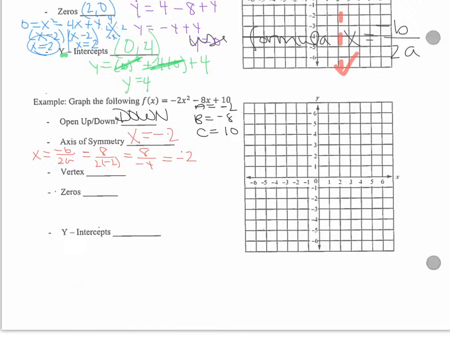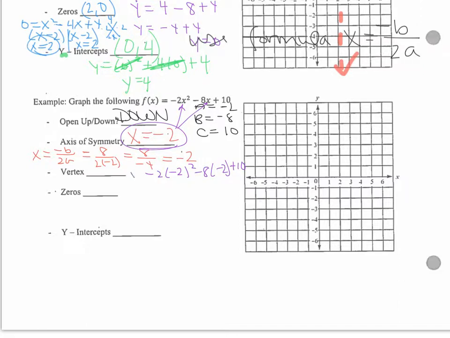So now I got to find the vertex. How do I find the vertex? Well, the vertex, I got to take my x value for my axis of symmetry, and I got to plug it into every x in that equation to find y. So negative 2 times negative 2 squared plus, minus 8 times negative 2 plus 10.